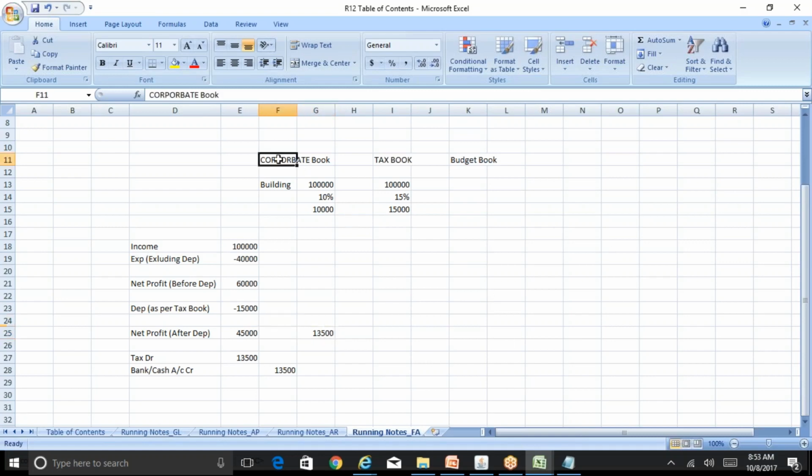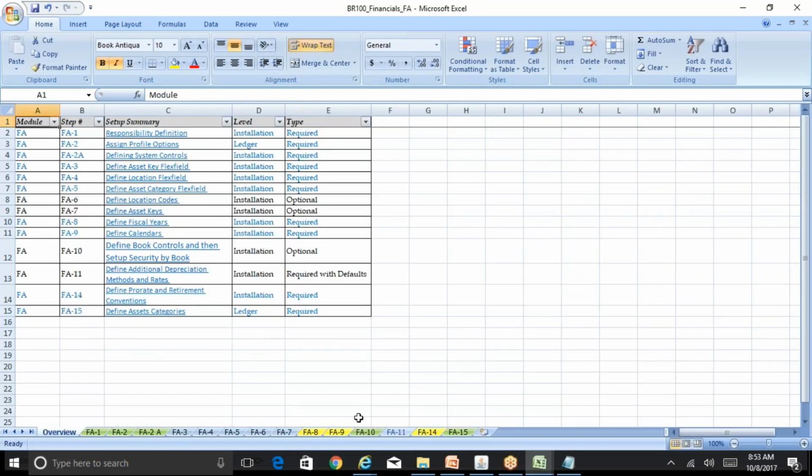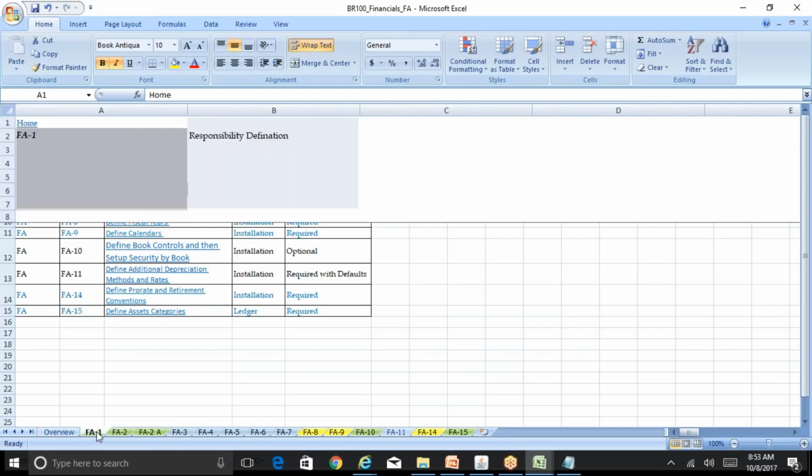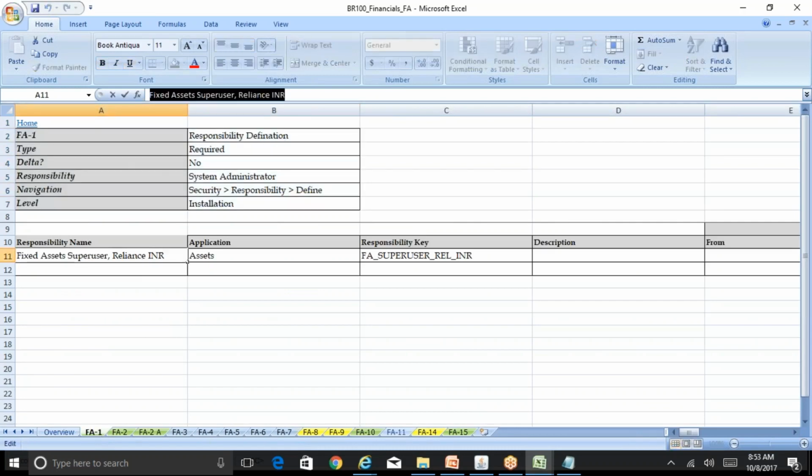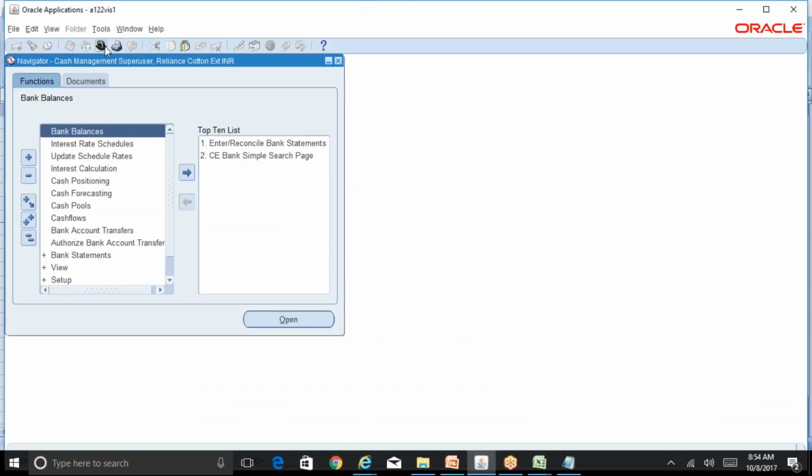Okay, so we have got two books, corporate book and tax book. Now we need to create these two books before we proceed with your fixed assets. So let me get into BR100. Obviously in all the modules, the first step is creation of the responsibility. Second step is assigning of the profile option. Third step is assigning of that particular responsibility to our user ID. So first we'll start with the creation of the responsibility.